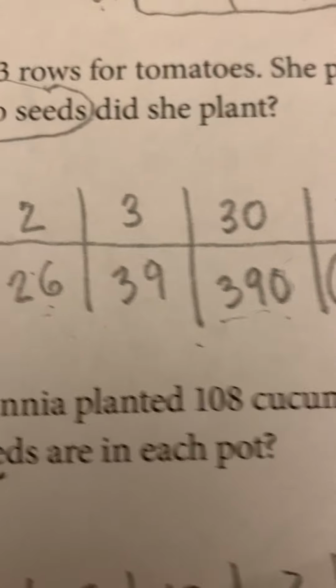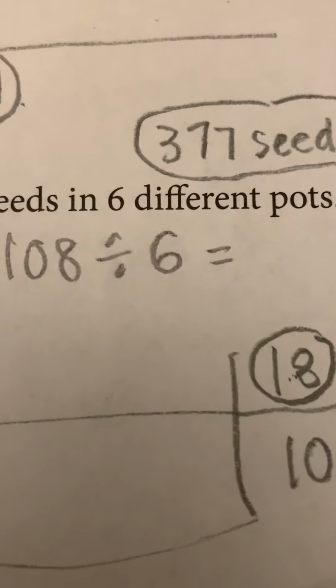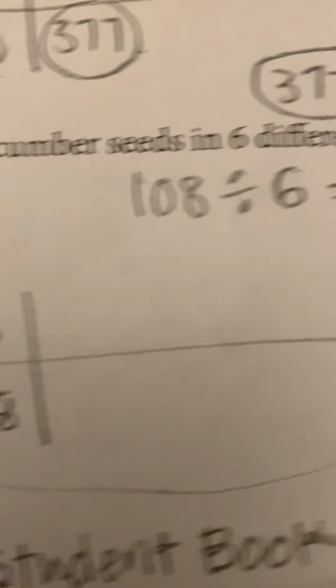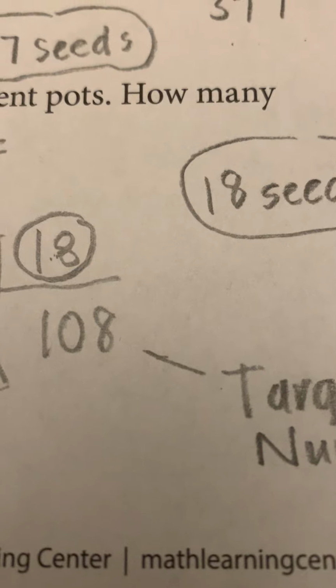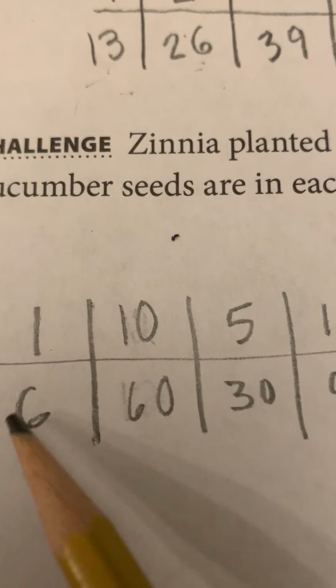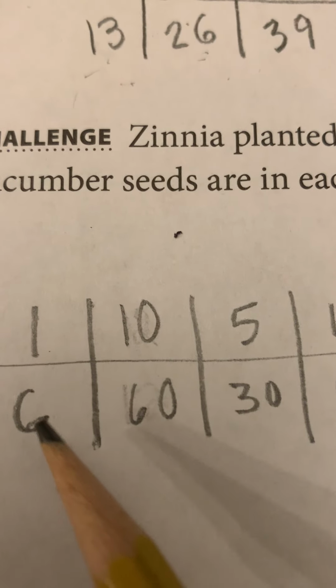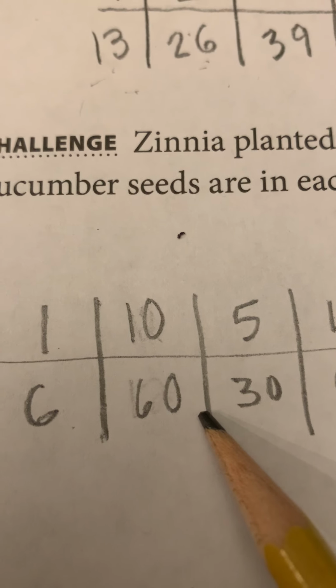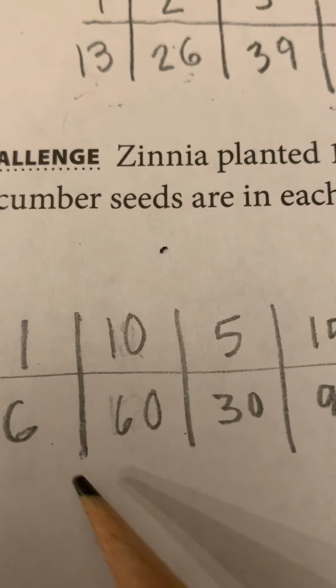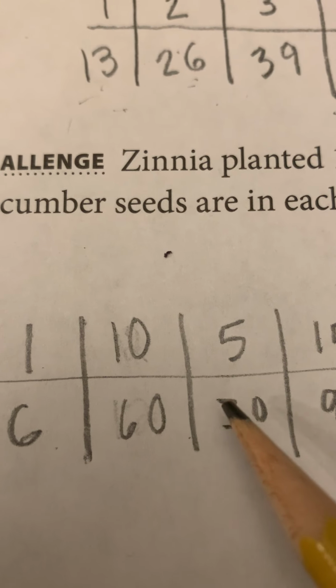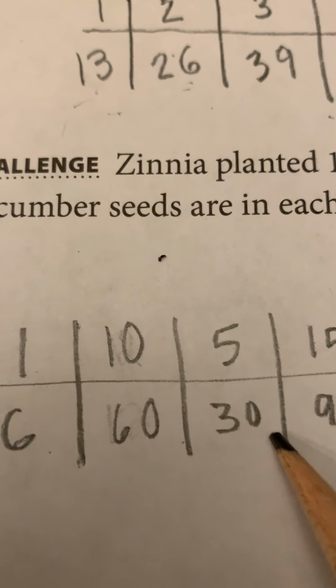The last one, it was a division problem. So it was 108 divided by 6. So I'm going to count by 6 on a ratio table, and my target number is 108. So I want to go big because I have to get to 108. So I start with 1. 10 is easy. And if I went 20, that'd be 120. So that's too much. So I'm going to go 5 and I get 30.